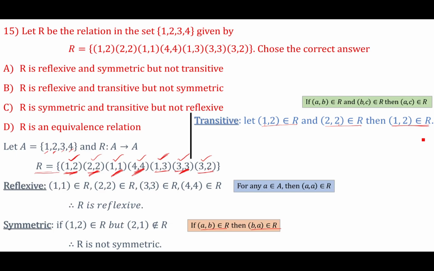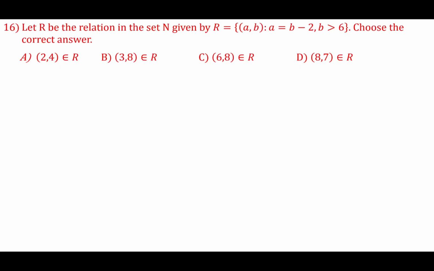I checked all the conditions. We have to check like this, all the ordered pairs, which means the given relation is transitive. So the given relation is reflexive and transitive, but not symmetric. So the answer is option B.